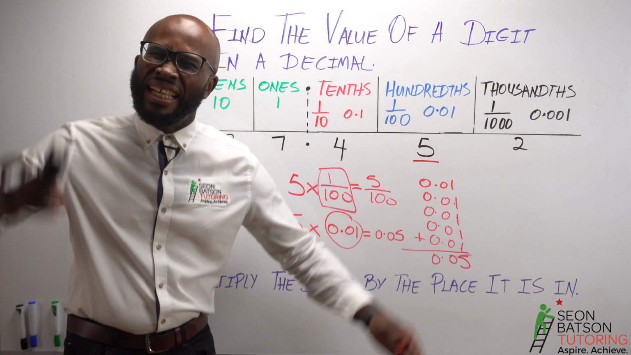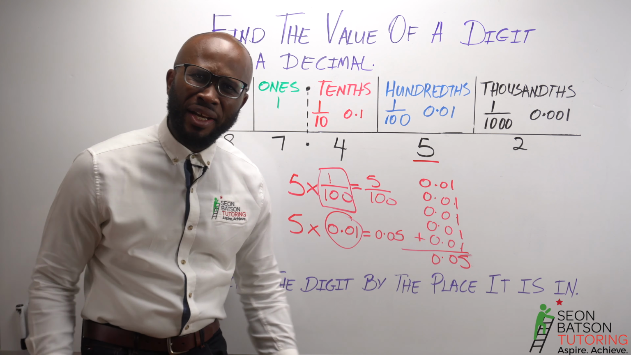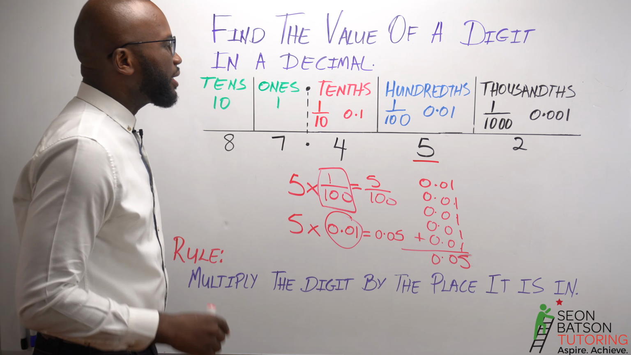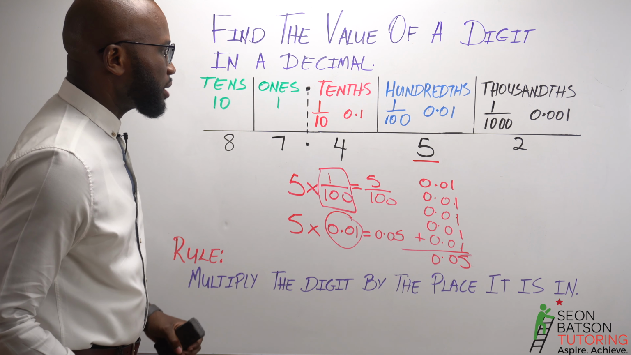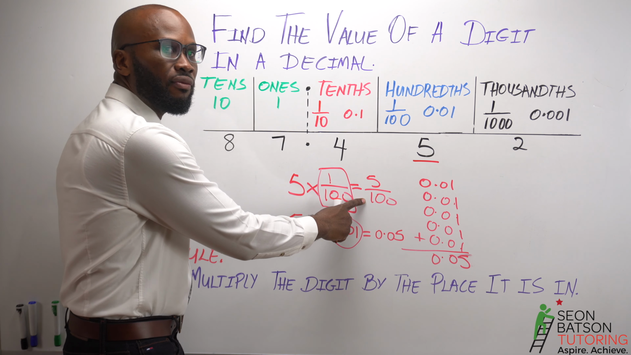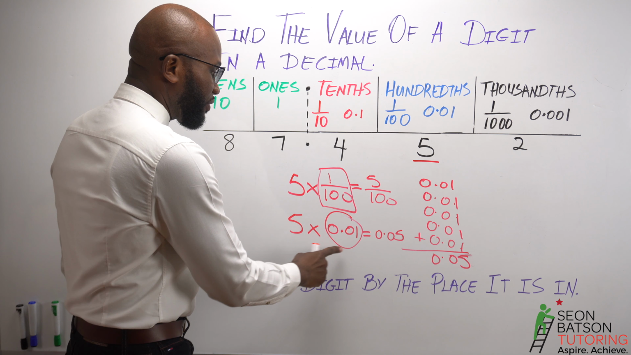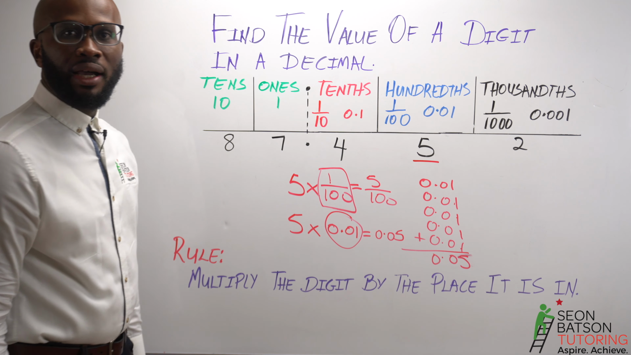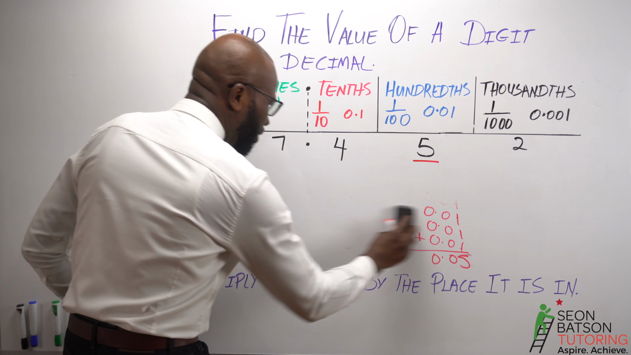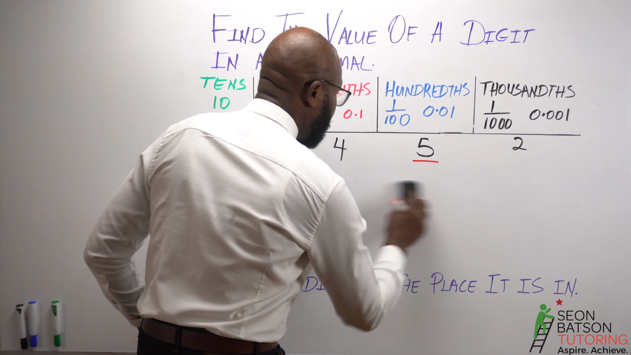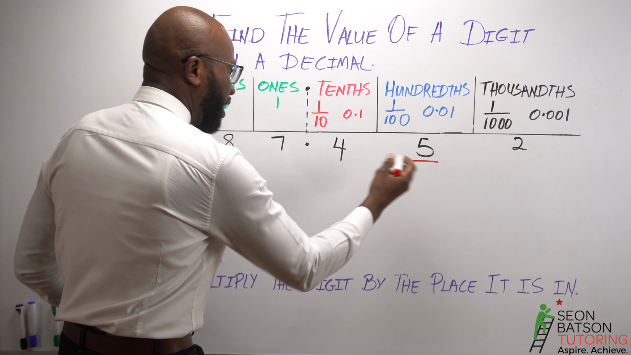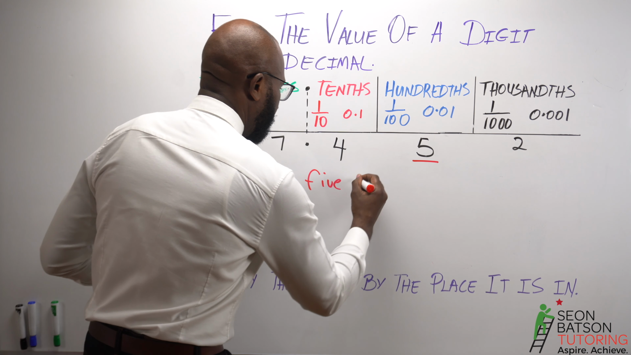How is that? It's very simple, very straightforward. So again, the value of the 5 in 87 and 452 thousandths is 5 hundredths. As a fraction, the value can be written as 5 over 100. As a decimal, the value can be written as 0.05. Now, look right here. We can also write this value in word form. Since the 5 is in the hundredths place, we can say that the 5 has a value of 5 hundredths.